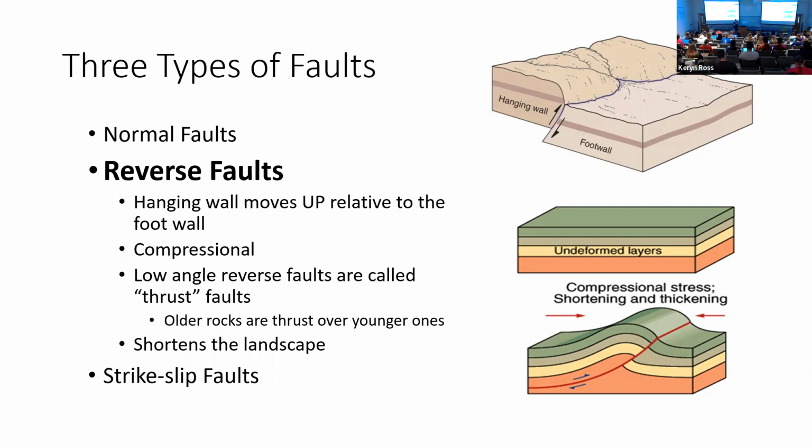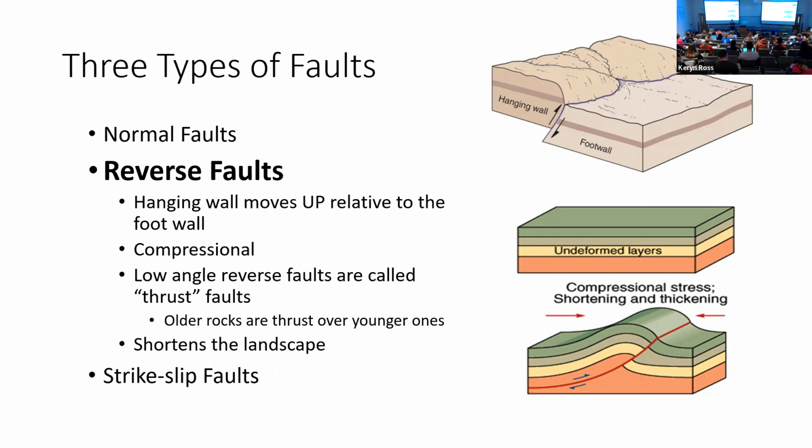And so it shortens things. It makes it thicker and shorter. So not only are we getting closer together, but we're piling all that stuff that used to be stretched out all together, and that actually does make it thicker, which makes sense. Now, all of these things that we're talking about are reverse faults in this little section, but there's a special kind of reverse fault called a thrust fault. And that is a low angle reverse fault.